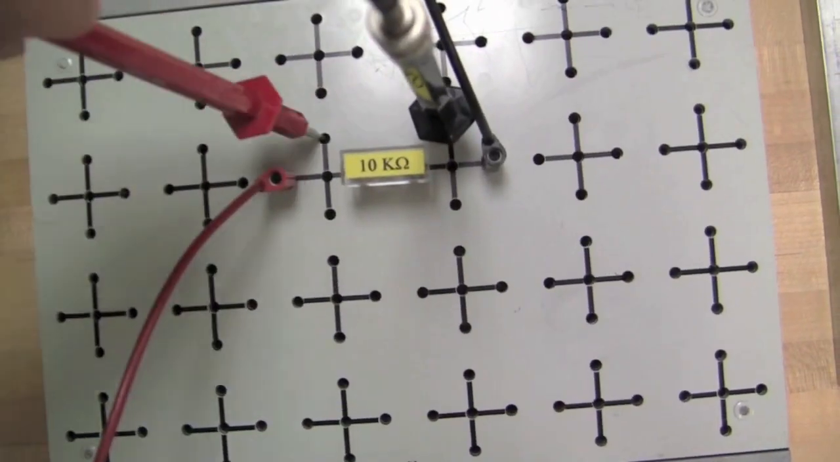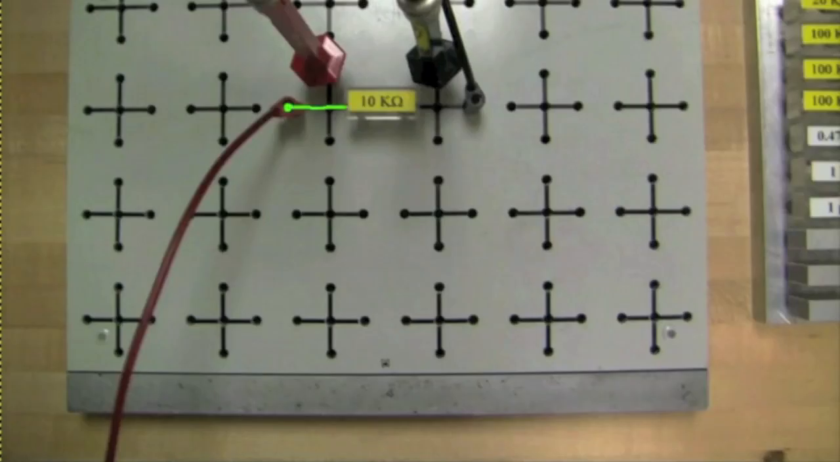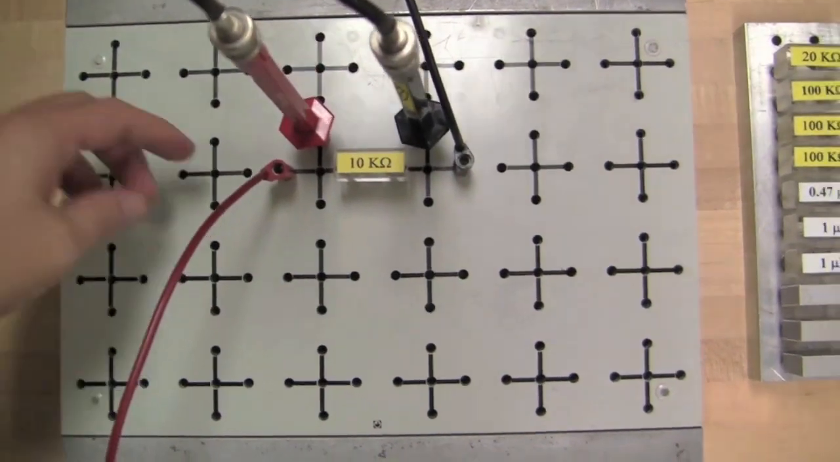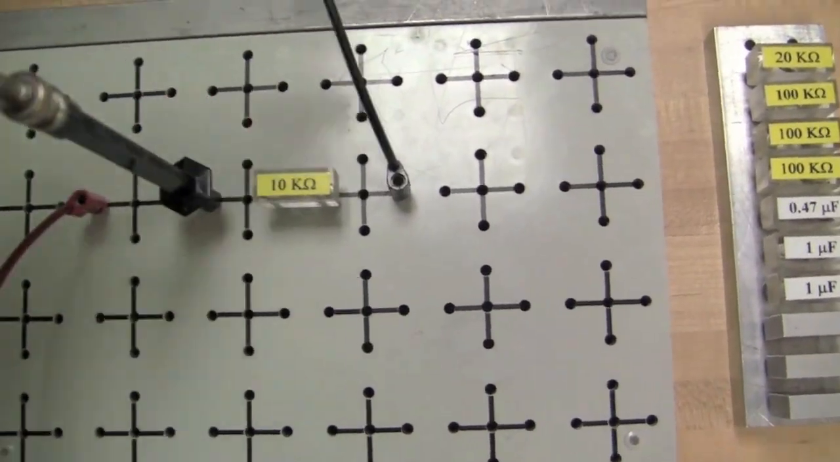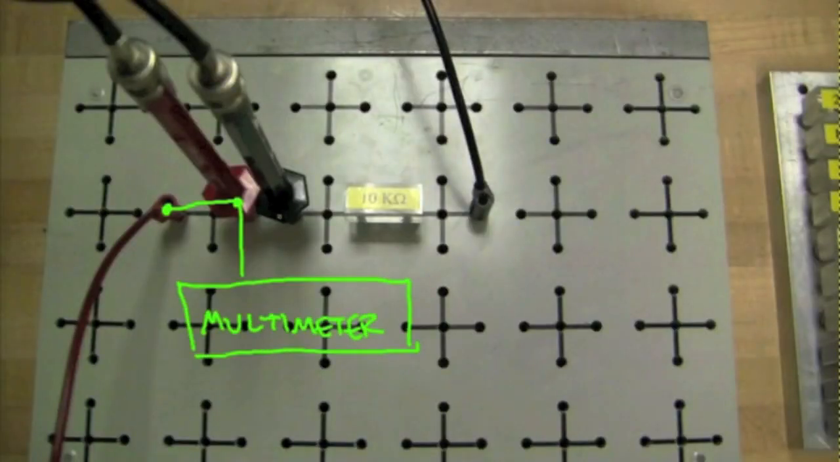To measure the voltage dropped across this resistor, just place the two leads of the multimeter into the two holes whose potential difference you want to measure. To measure the current through the circuit, all of the current has to go through the multimeter, so we'll put the multimeter in series with the part of the circuit we're measuring the current through.